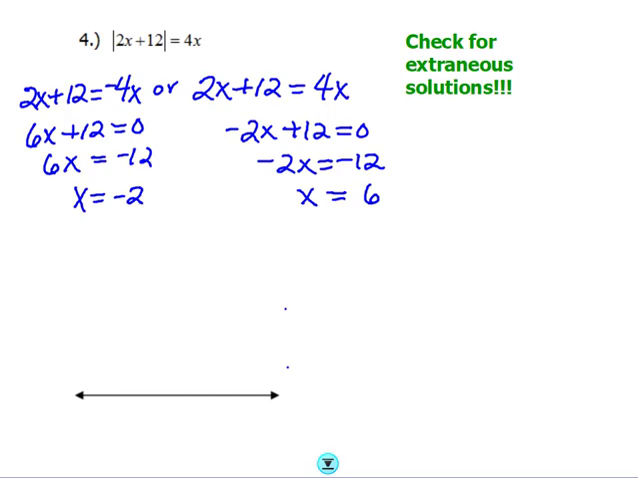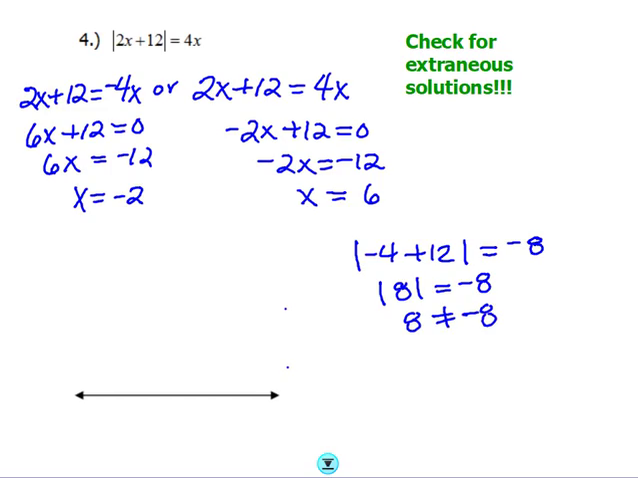All right, here's where it's super important to recheck. When you check your answers, check them in the original equation. So let's check that negative 2. The absolute value of 2 times negative 2 is negative 4, plus 12 is equal to 4 times negative 2, which is negative 8. So continue to simplify. Negative 4 plus 12 is 8. The absolute value of 8 is 8. Well, 8 doesn't equal negative 8.